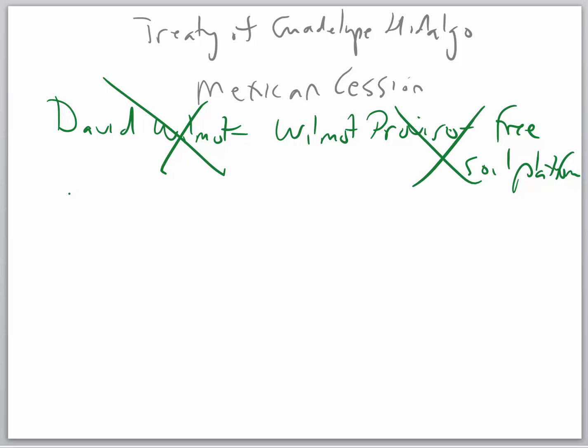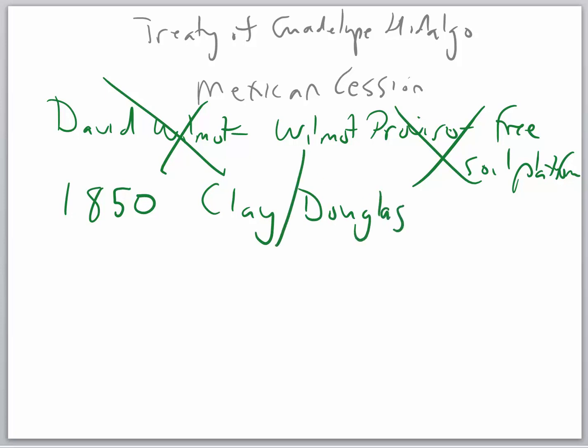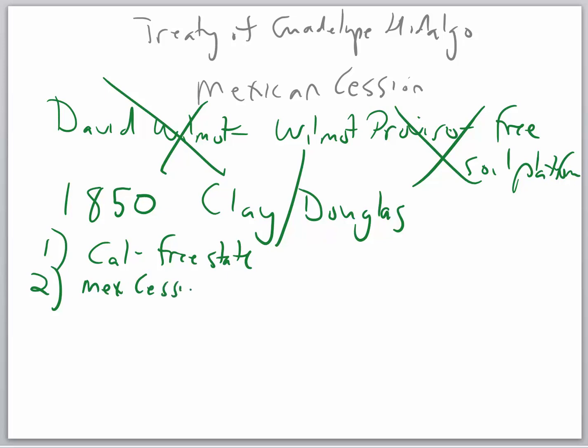So then we get to the Compromise of 1850. And in the Compromise of 1850, Henry Clay, along with Stephen Douglas, will arrange for a 5-part compromise. The first part, California enters as a free state. The second part is the rest of the Mexican cession will use the concept of popular sovereignty.